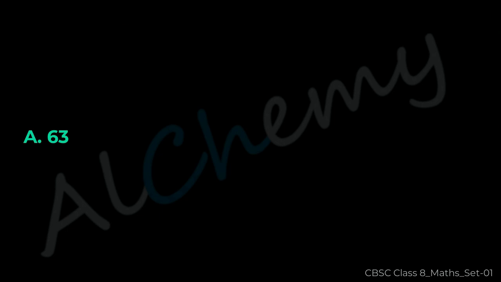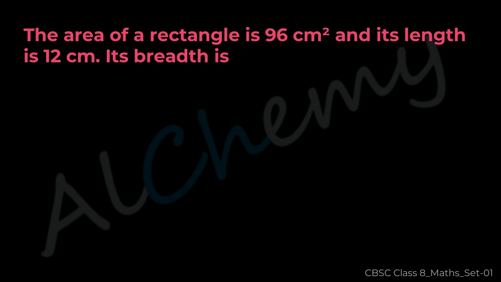63. Question 25. The area of a rectangle is 96 square centimeters and its length is 12 centimeters. Its breadth is A 6 centimeters, B 8 centimeters, C 10 centimeters, D 4 centimeters.